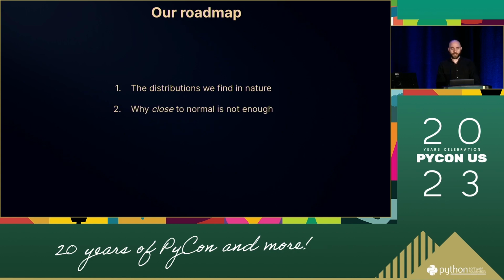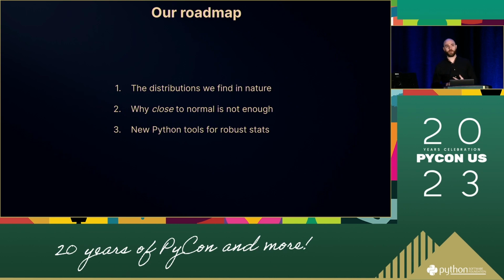In part two, we're going to look at why being close to normally distributed is not really enough. And what I mean by that is, how do small departures from normality affect our statistics, affect our ability to interpret our data? And the Python part comes last. In part three, I'll introduce a new Python library for robust statistics, as well as some resources for learning how to reason about modern methods and some of the challenges with traditional methods. Okay, sound good?